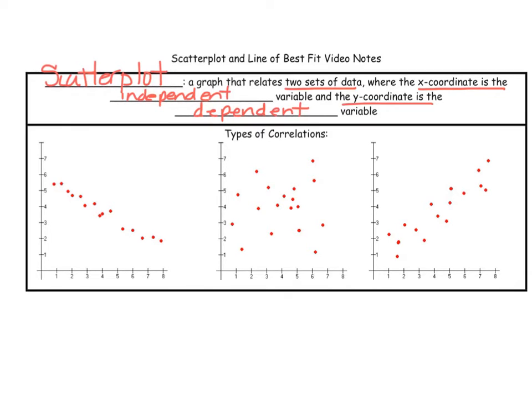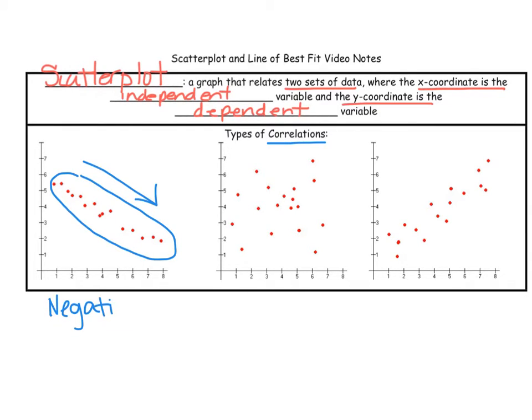But if we look at how these dots relate to one another, this group of dots on this first graph is clustered in the middle like that. And if we look at the direction of the graph, it's going downhill. So we call this graph, it has a negative correlation. It's similar to slope. So this has a negative correlation because the dots are grouped together and it's in a decreasing pattern.